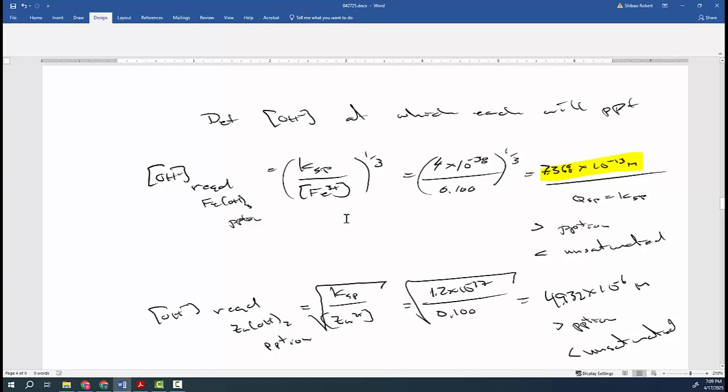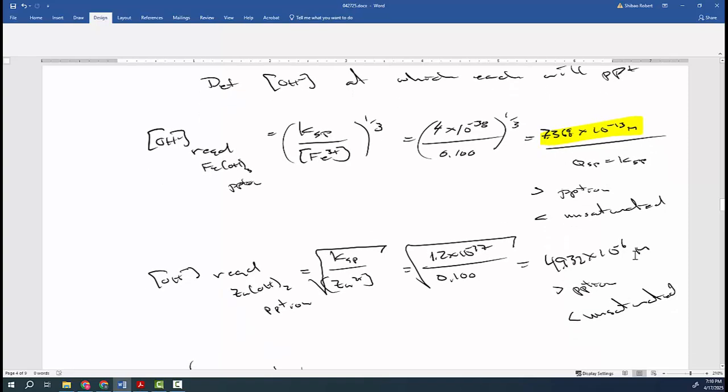If the hydroxide concentration is greater than this 7.368 times 10 to the minus 13, we're going to get precipitation, because it's going to result in a QSP greater than KSP, which is supersaturated. However, if the hydroxide concentration were less than 7.368 times 10 to the minus 13, it's an unsaturated solution, and we get no precipitation. That's the point at which it will begin once we exceed that hydroxide.